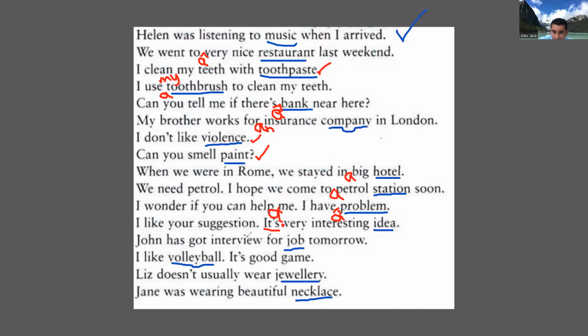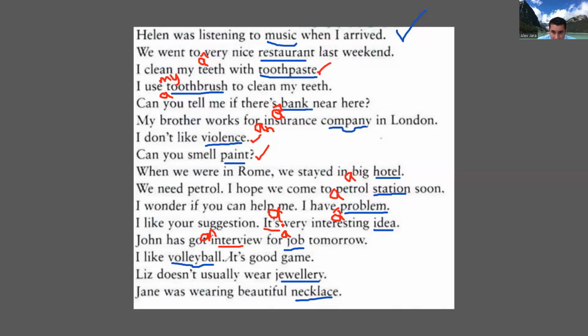John has got, you see, there's actually two problems here. There's one here. John has got how many interviews? So we should say an interview, one interview. And then for how many jobs? We don't say for 10, this is singular for a job because it's countable.